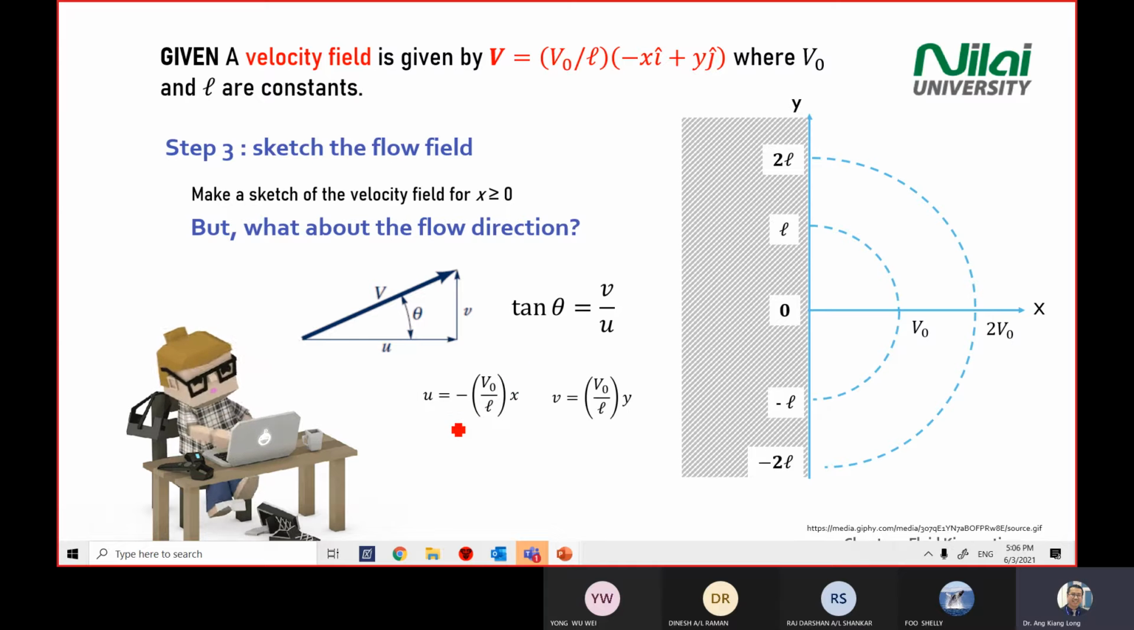And recall, just now I already asked you what is u and v. Your u equal to minus V0 divided by L times x. V equal to V0 divided by L times y. You substitute these two values inside the trigonometry equation. Your tangent theta equal y divided by minus x.